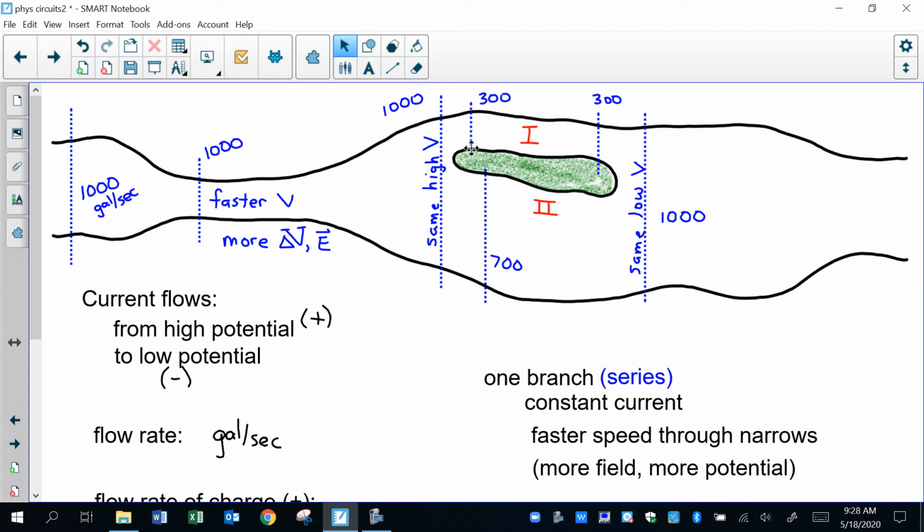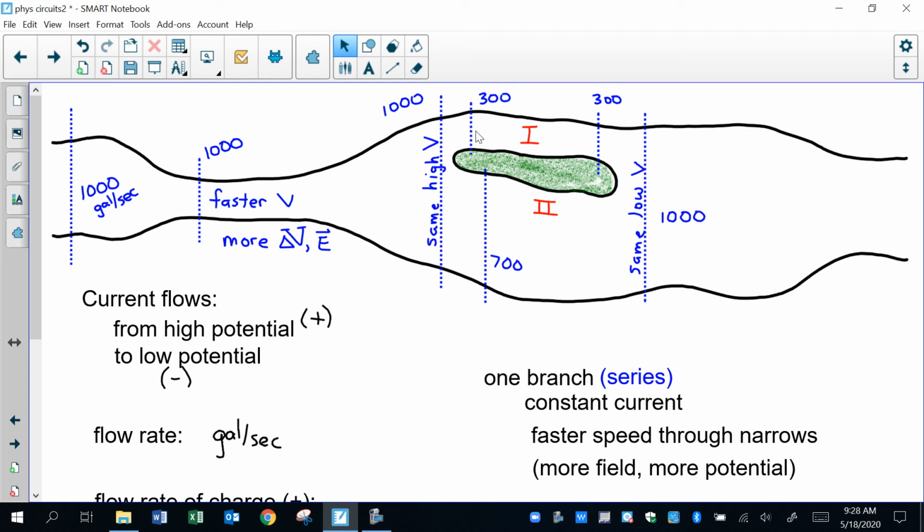Now when I look at the river splitting up across two different locations, I have branch 1 and branch 2. If I have 300 gallons per second on this branch, I'm going to have 700 on the other to keep up with my total of 1,000. We call that the junction rule. Coming into this junction right here, I had 1,000. Coming out, I still have to have 1,000, albeit broken down into two different branches.